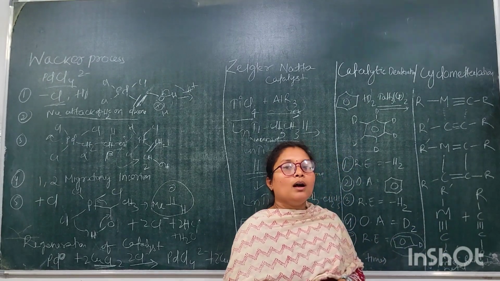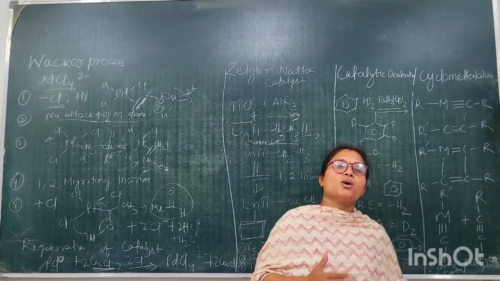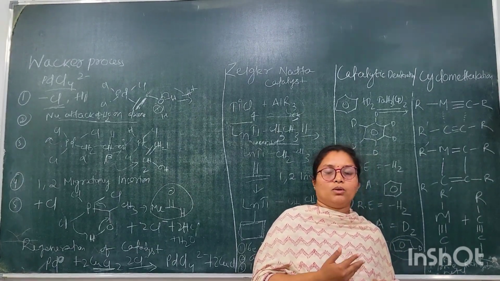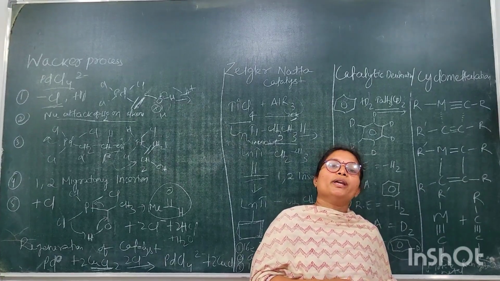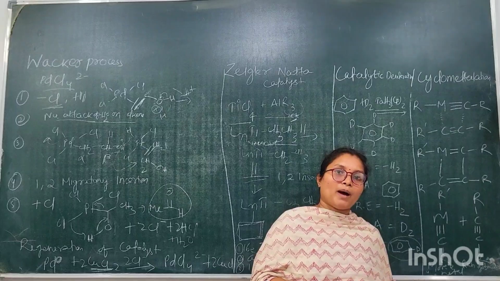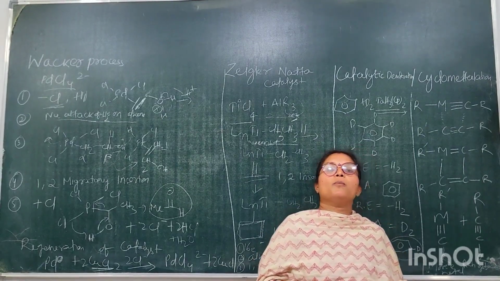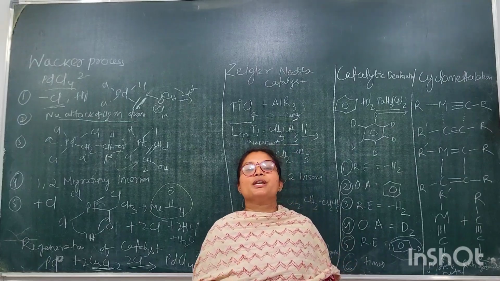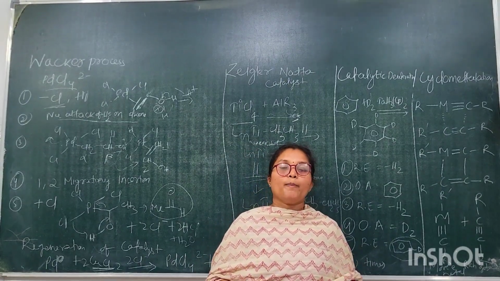So overall, in organometallic catalysis, one functional group gets converted to another functional group, or there is an exchange of groups, or we can polymerize the alkene monomer into a polymer. So this is the benefit of catalysts. By using a catalyst we can form the product very fast.